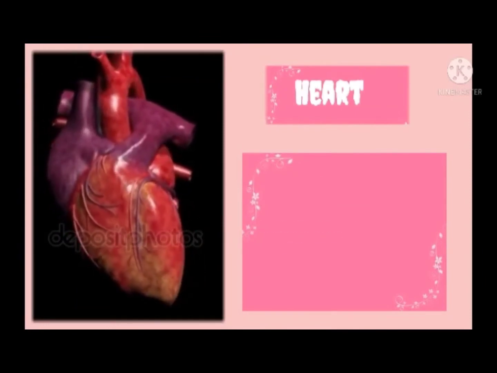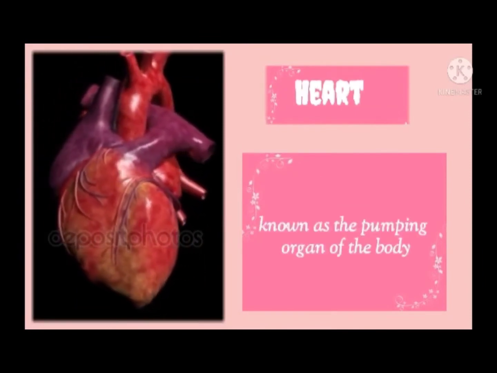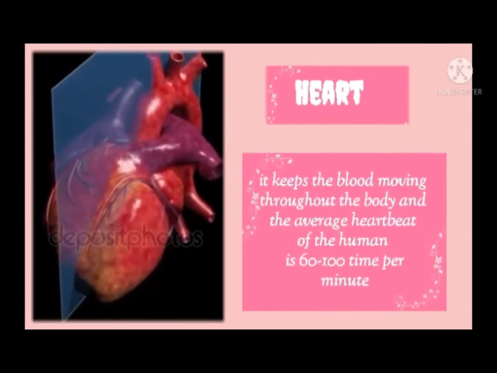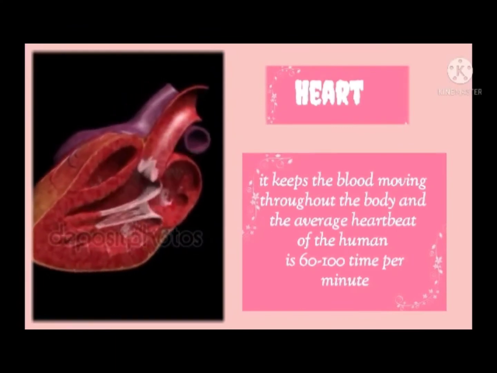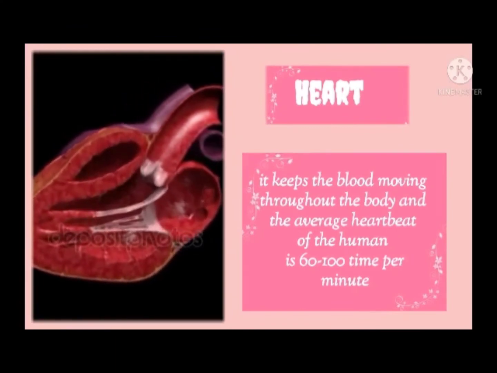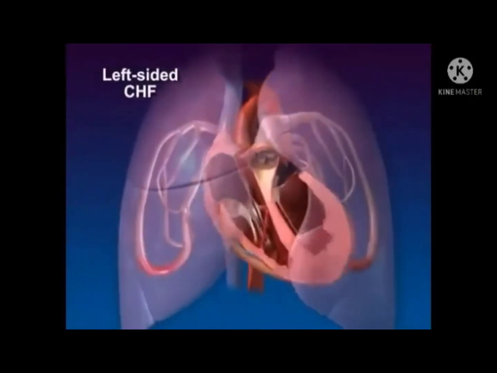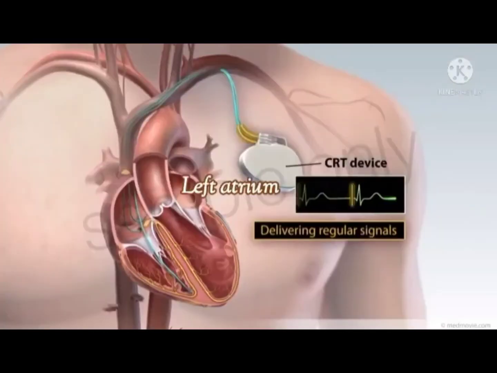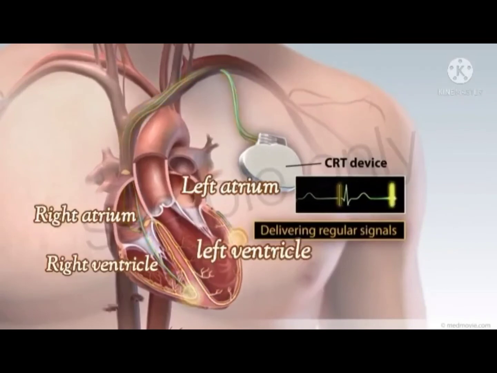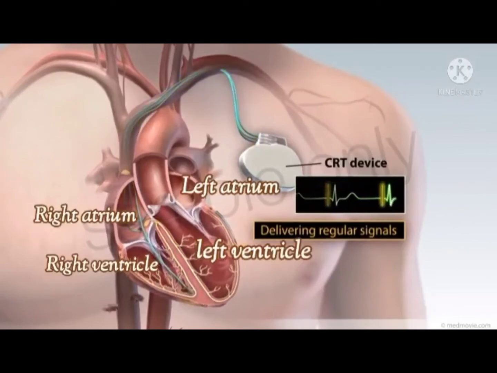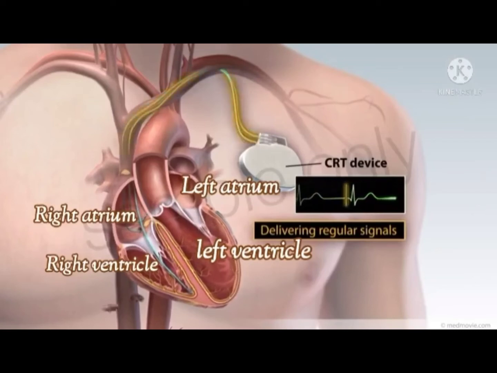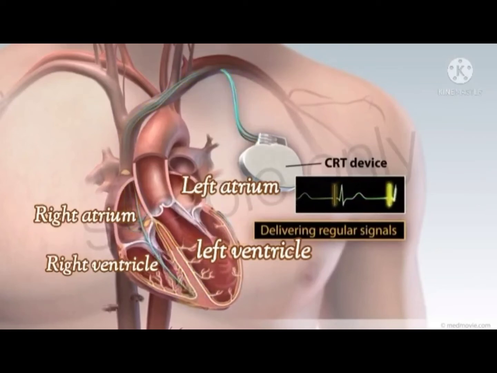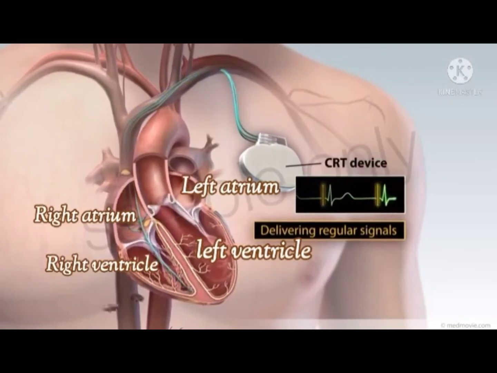Heart. The heart is known as the pumping organ of the body. It keeps the blood moving throughout the body, and the average heartbeat of a human is 60 to 100 times per minute. It has 4 chambers: the left and right atrium and the left and right ventricle. The left and right atrium receive carbon dioxide-rich blood or deoxygenated blood from the lungs. The ventricles pump blood out of the heart through arteries.